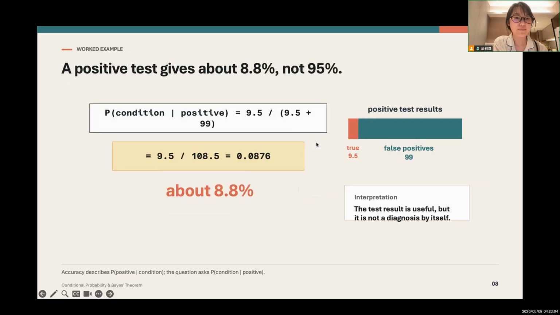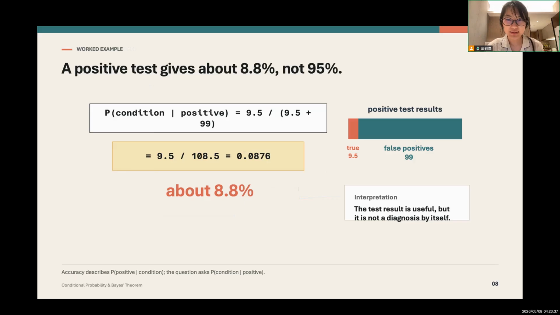So now we can calculate. The probability of having the condition given that the test result is positive is equal to 9.5 divided by (9.5 plus 99). The result is about, as you can see, 8.8%. This is why the warm-up was tricky. The answer is not 95%.